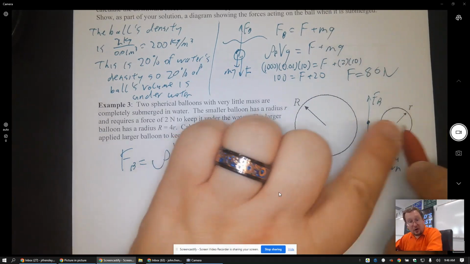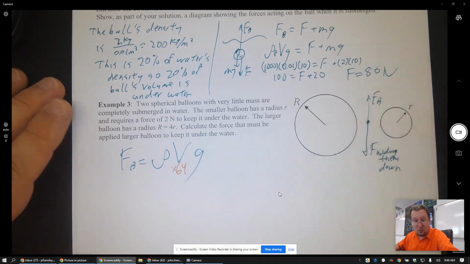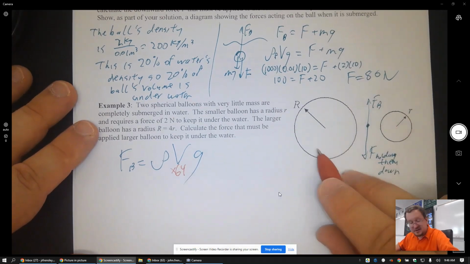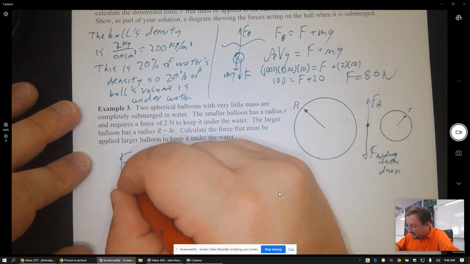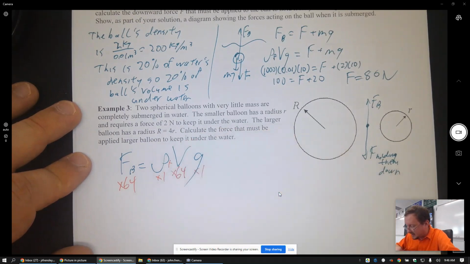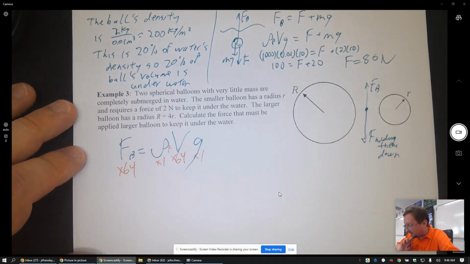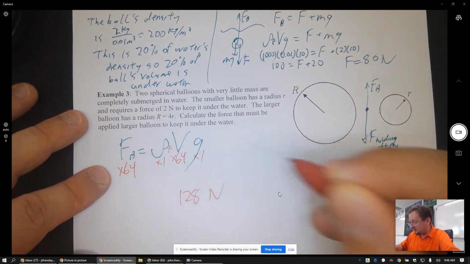That's true as long as these are similar shapes. They don't just have to be 2 spheres, cube and cube or whatever, okay? Tetrahedron, as long as they're similar shapes, right? Well, that means that this takes 64 times. It's the same fluid, it's the same planet, but it's 64 times as much buoyancy force. So 64 times as much force in the first place would be 128 newtons.